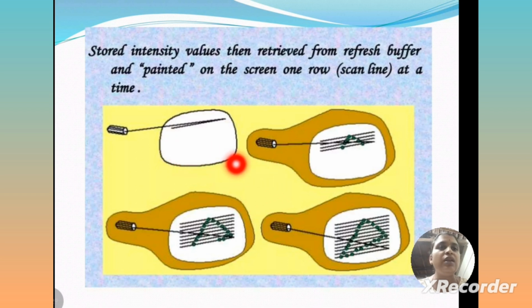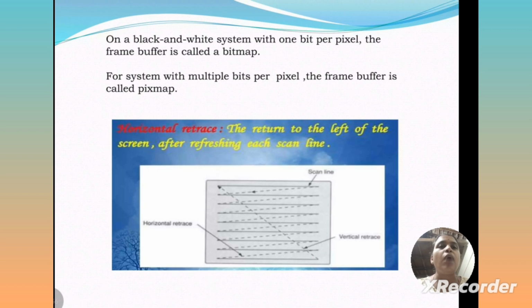So after completing this till the last row, my electron beam will be passing to the first row. After passing through all the rows, when it reaches the end of all the rows, one frame is completed. Then to form the next frame, it will be moving to the starting point of the screen. So on a black and white system with 1 bit per pixel, the frame buffer is called a bitmap. For a system with multiple bits per pixel, the frame buffer is called a pixmap.